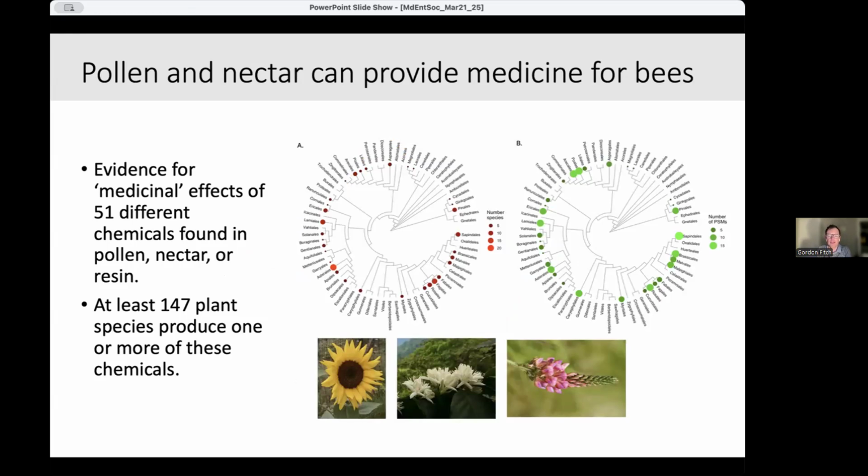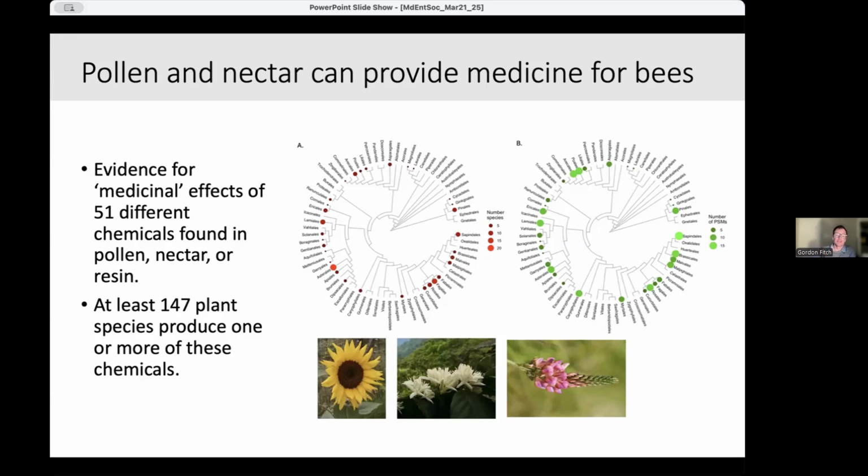This is data from a recent review that I collaborated on looking at evidence for medicinal effects of various compounds produced by plants. We found 51 different chemical compounds that can be found in pollen or nectar or resin that have known medicinal effects for bees against one or more diseases, or to mitigate effects of pesticides and so on. And these are really widespread.